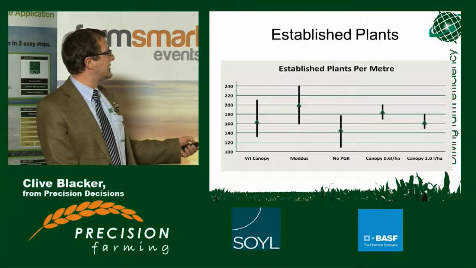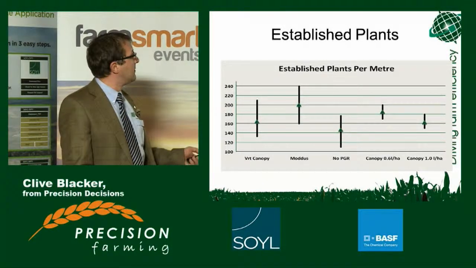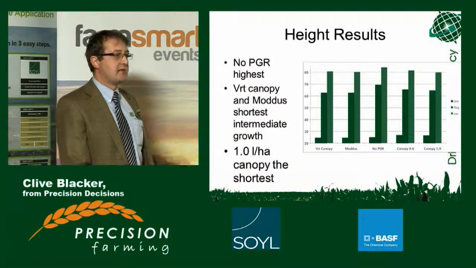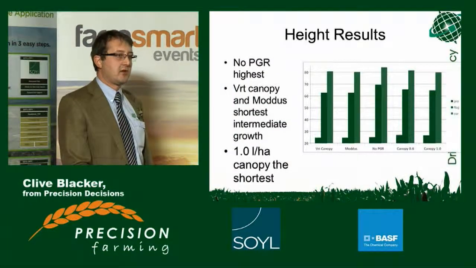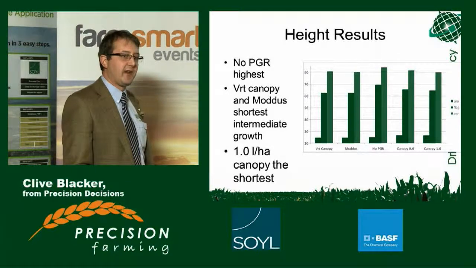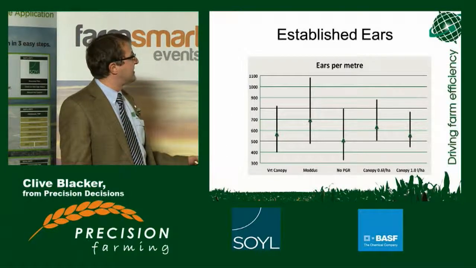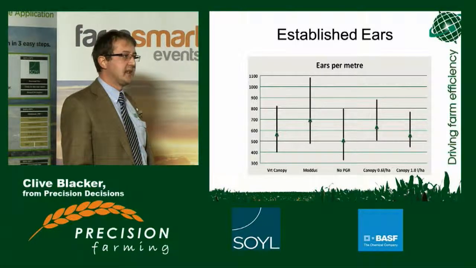And what I want to get you to think about here, forget the fact that we're varying things. Look at this. Our no PGR treatment plots had the lowest number of established plants per square metre. They were the highest in terms of canopy size. So growth regulators do have a crop height reduction effect. You'd be pleased to hear that, but I'm sure that's not a revelation to you. You can see when we counted the established ears at harvest, we had the lowest number of ears on the no PGRs, which makes sense if you've had the lowest number of plants.